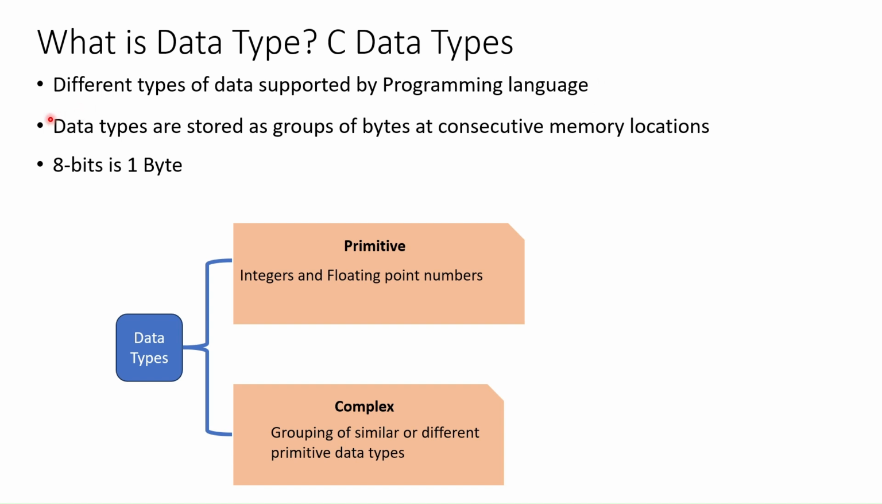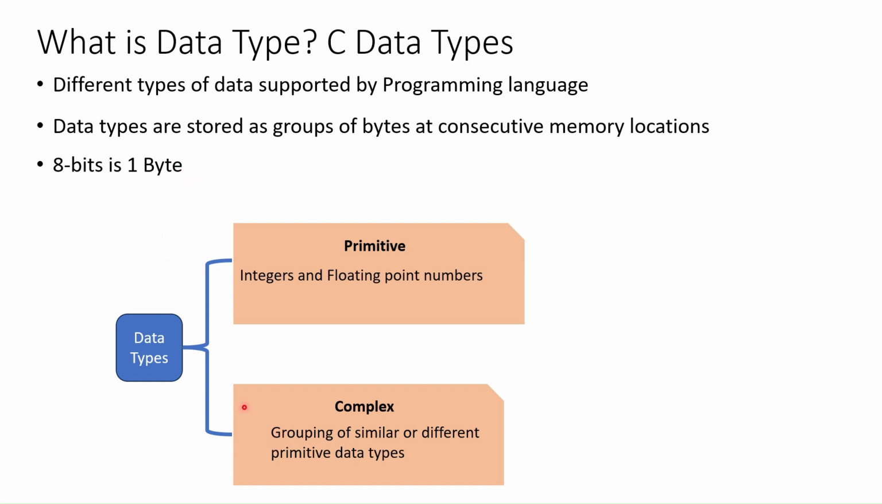Normally any data in the computer is stored in binary, like we discussed earlier, and that data is stored as a group of bytes. So what is a byte? We discussed how the data is converted into binary. Binary is nothing but bits. In that bit stream, a group of 8 bits is treated as 1 byte. So 8 bits is 1 byte, and the data is stored and retrieved as bytes. We will discuss more on this.